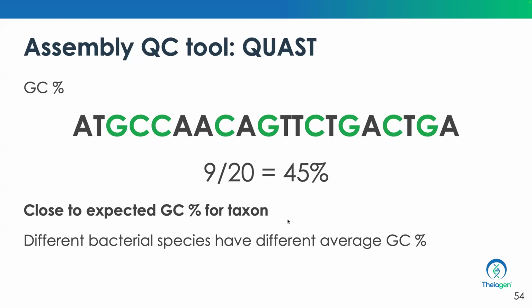So you should know what it is for your specific pathogens. The data set I did give you was Vibrio, and for Vibrio, we expect the GC content to be about 47.5%.